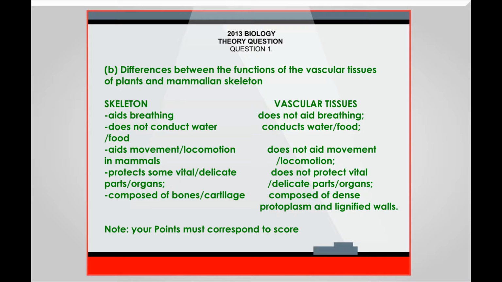On the skeleton, aids movement and locomotion in mammals. On the vascular tissue, does not aid movement and locomotion. On the skeleton, protects some vital, delicate parts/organs. On the vascular tissues, does not protect vital, delicate parts/organs. On the skeleton, composed of bone/cartilage. On the vascular tissues, composed of dense protoplasm and lignified walls. Note, your points must correspond to score.